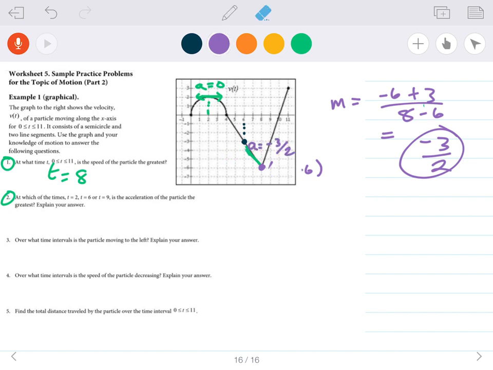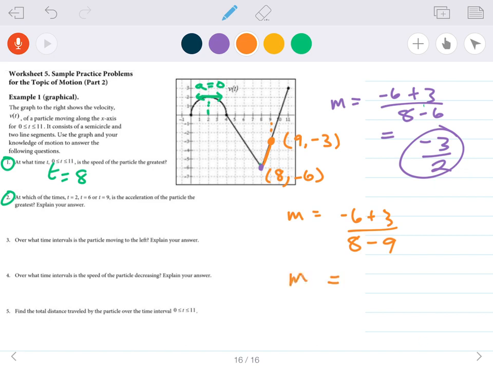All right. Now let's look at our final answer, which was at t equals 9. So we can see that t equals 9 is going to be right here. And now we need to find the slope here. Well, again, we can just look at this because it appears to be a straight line. And again, this was (8, -6). And here we have (9, -3). So let's go ahead and find the slope. We have y minus y over x minus x. And so that is going to give us a positive slope of 3. So this is m equals 3.